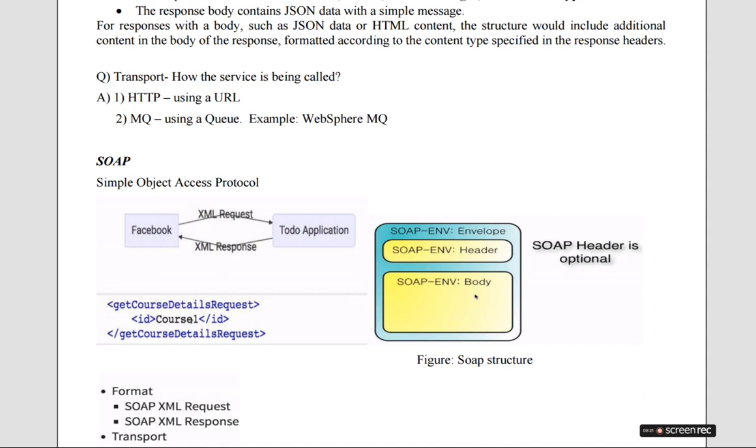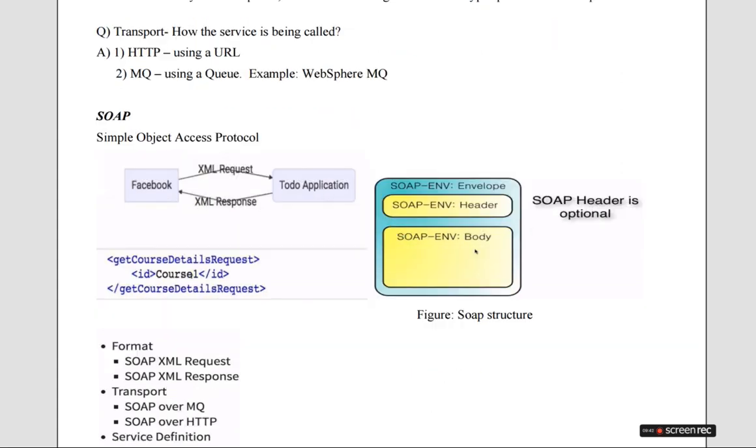Next comes the different types of web service. Here we are taking two for comparing. One is SOAP and REST. SOAP is the old one, and REST is the new trending one in the market. SOAP stands for Simple Object Access Protocol. If here are two applications, Facebook and Twitter application, the request is sent in XML language, and the response is also received in XML language. The service definition for maintaining this structure in SOAP is called WSDL, Web Service Definition Language.